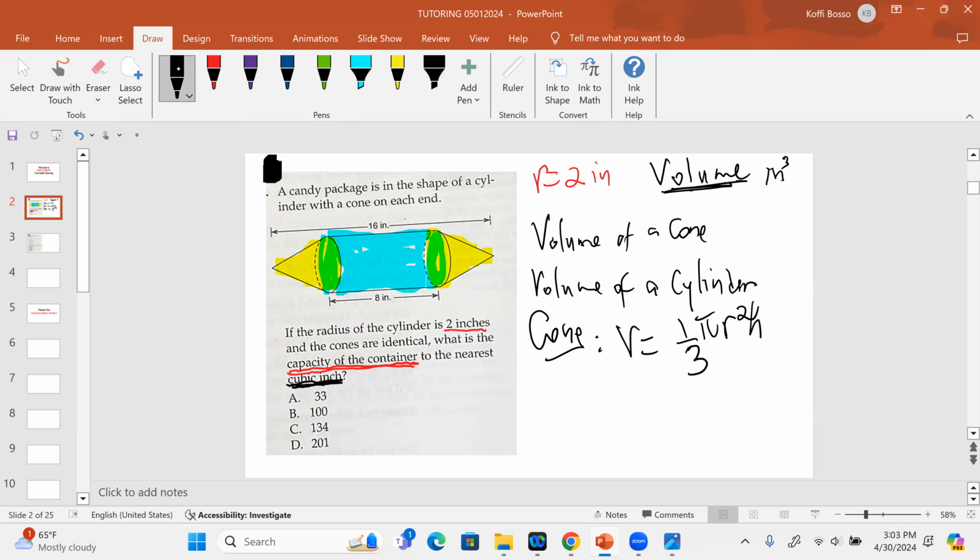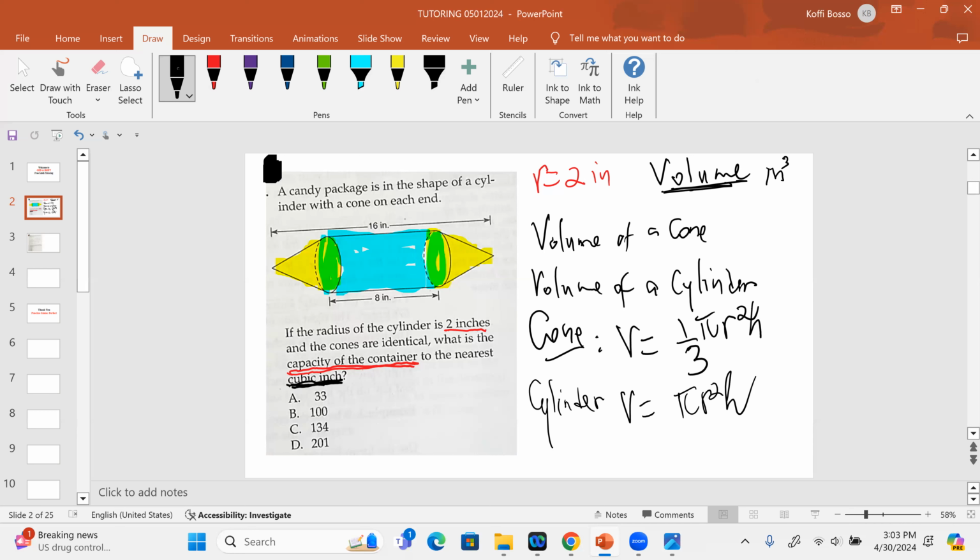Now, what about the cylinder? The cylinder is pi R square times H. And what does H represent here? Height. Exactly. So now let's use the formula to find the volume.